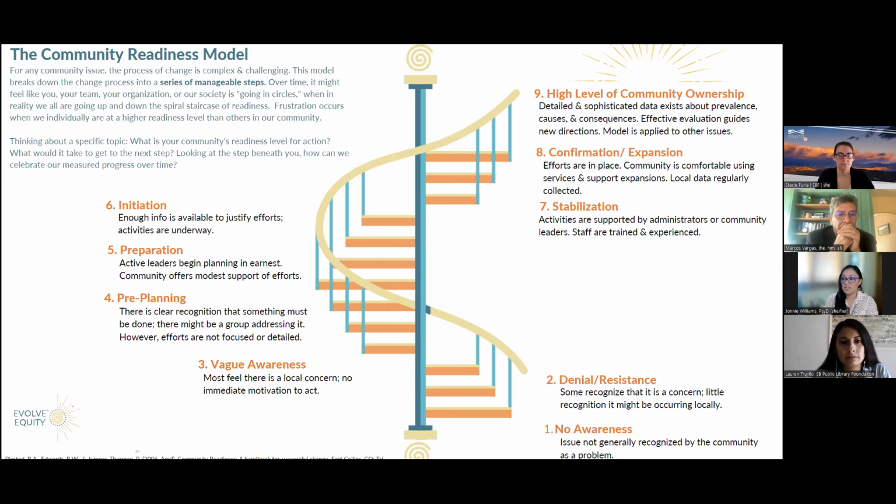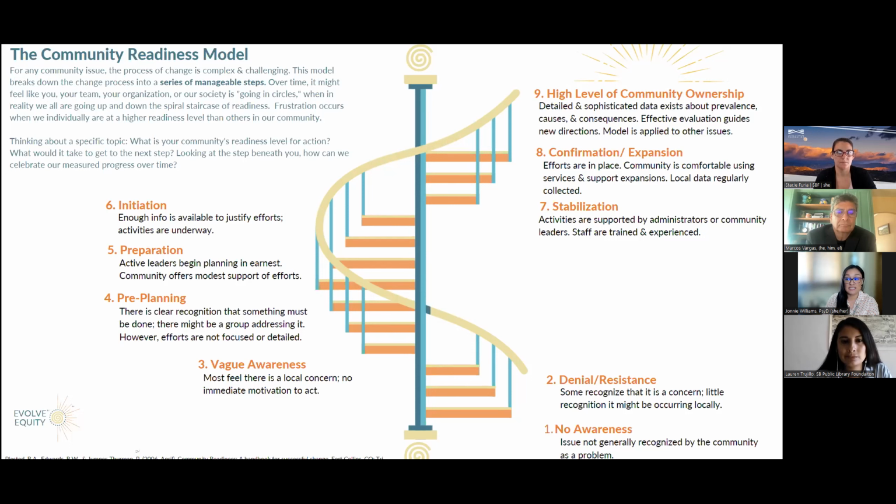So I invite all of you to use this readiness lens to picture where you are right now in your team or your organization, to help you identify how you might encourage others to be going up the staircase, and how you might learn from others that are at a higher readiness level than you. How might you learn from them? So it's our responsibility as leaders to really understand where we are, and also expecting frustration.